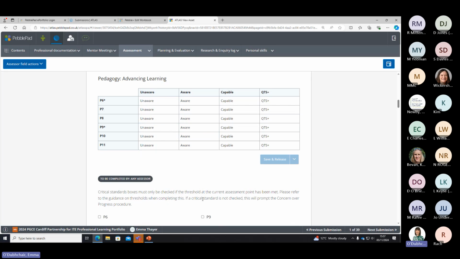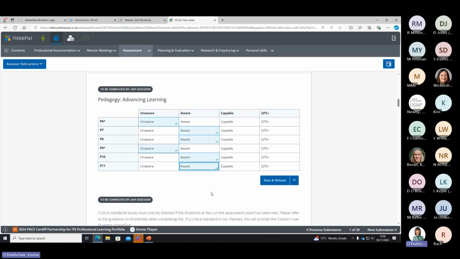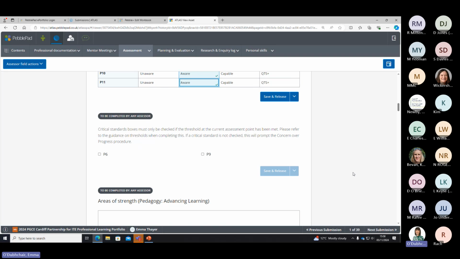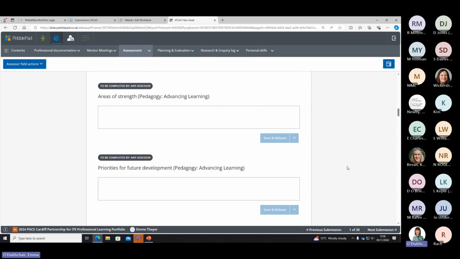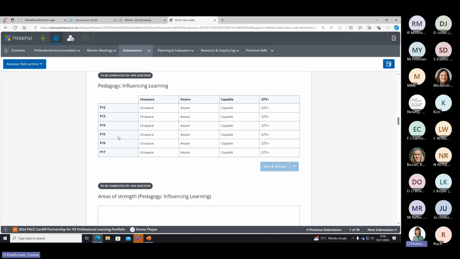So you'll go through exactly the same process then with the next bank of standards, and note that this time the student is actually unaware for two of the critical elements of the standards. So I'm not going to click the box to say that they have met P6 and P9 at the correct threshold. And for this hypothetical student teacher, that would mean that I would need to flag this up to the senior mentor and initiate the concern of a progress process. So again, I've got areas of strength, priorities for future development pertaining to that bank of standards.